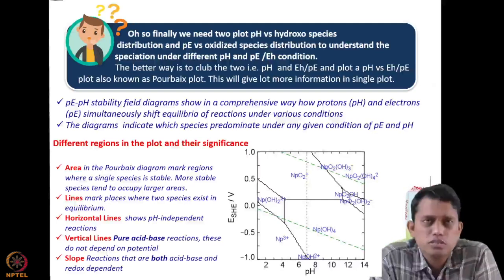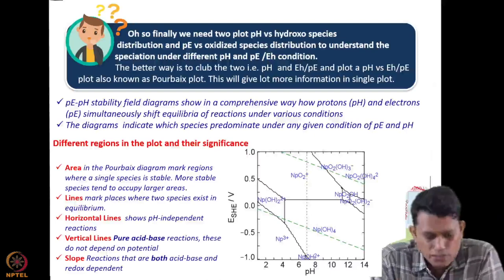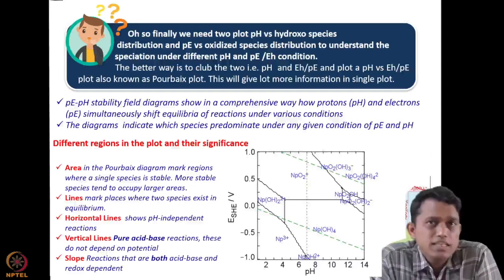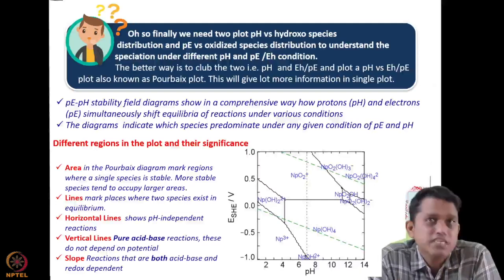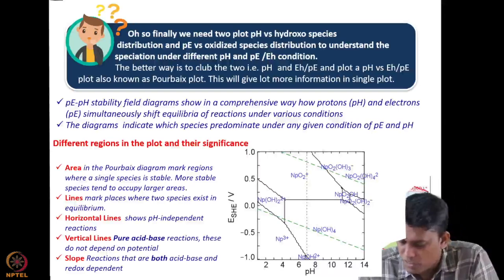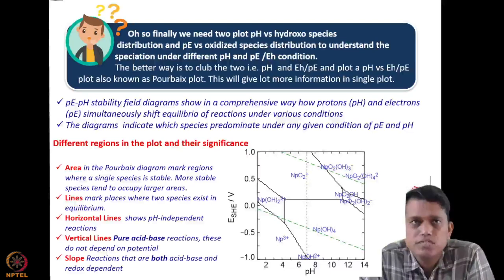And then we have talked about two kinds of line and then area. The first thing you can see, the lines can be horizontal, the lines can be vertical, or the lines can be slant. When we talk about the vertical lines, these are pure acid-base reactions and they do not depend on the potential. When we talk about the horizontal lines, they show a pH independent reaction. And on these boundary lines, the activity of these two species is the same. So you can say they mark a place where the two species exist in equilibrium.